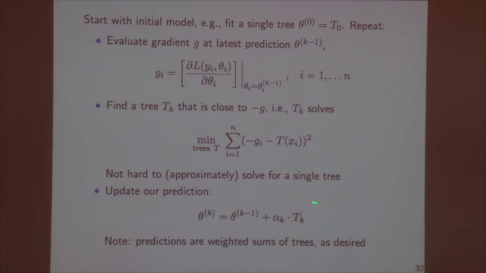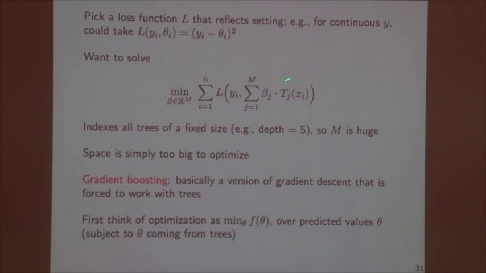And then from this update equation of your predictions, it's easy to see that you end up with a prediction theta k that is a weighted average of trees. If you just repeat this update rule, you'll find out that theta k is going to be t naught, the first tree, plus alpha 1 t1 plus alpha 2 t2 plus alpha 3 t3 plus alpha k tk. So we ended up with the type of predictor that we wanted, a weighted average of trees.